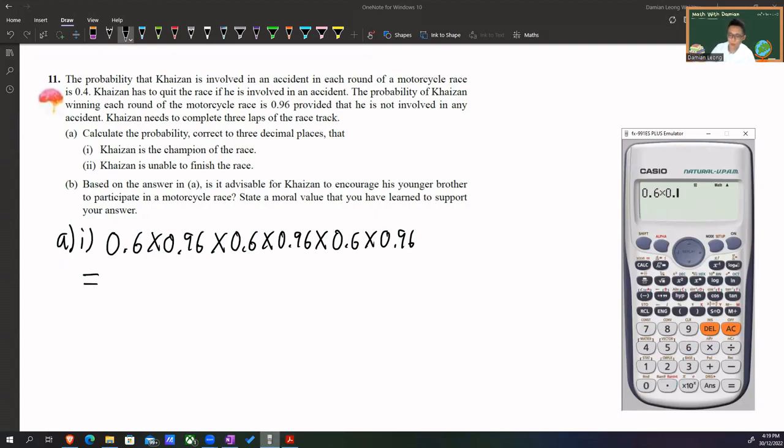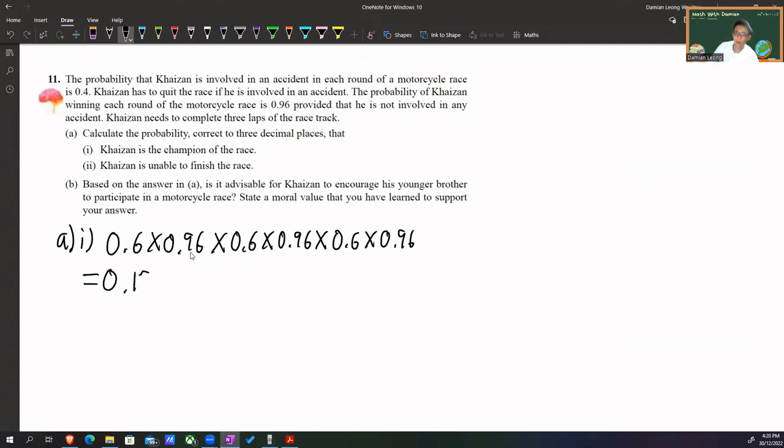0.6 times 0.96 times 0.6 times 0.96 times 0.6 times 0.96. So it's 0.1911. Okay, 0.1911.